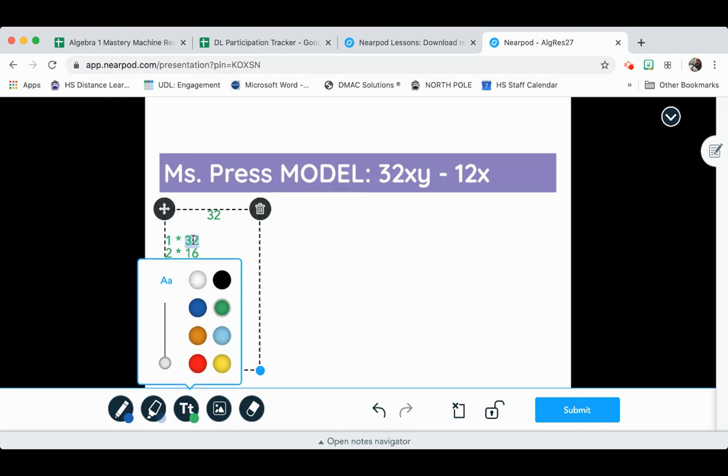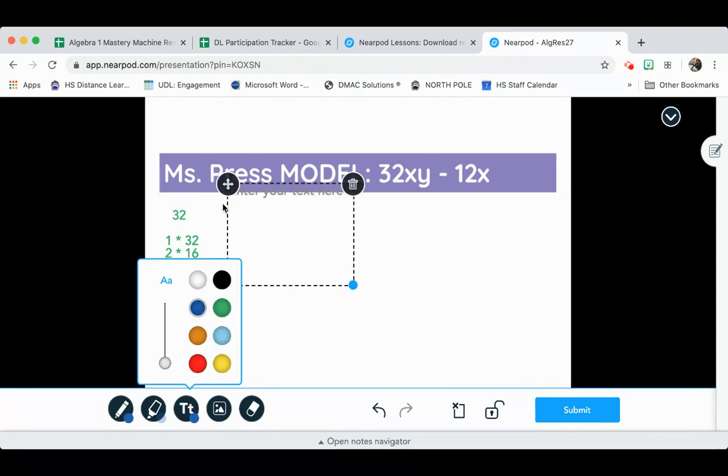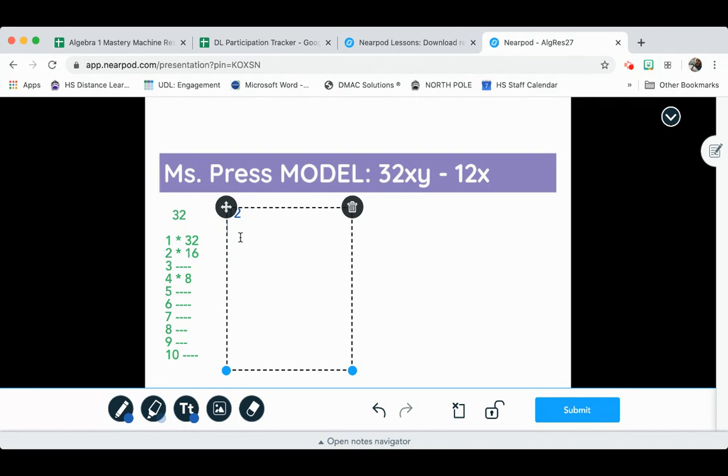Okay, so wait, I don't like the way this looks. There we go. So now I'm going to make a new text box. And in this new text box, I'm going to factor 12. Okay, so here's what I'm going to do. I'm going to put 12, and I'm going to do the same thing with my 1 through 10. 2, 3, 4, 5, 6, 7, 8, 9, 10. And I'm going to divide again.